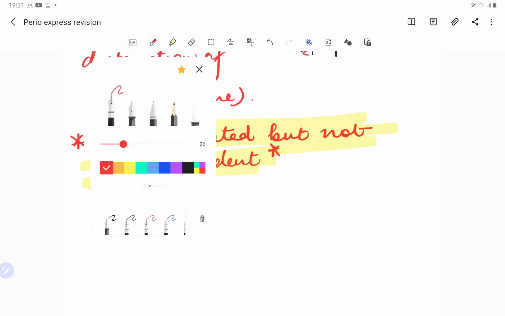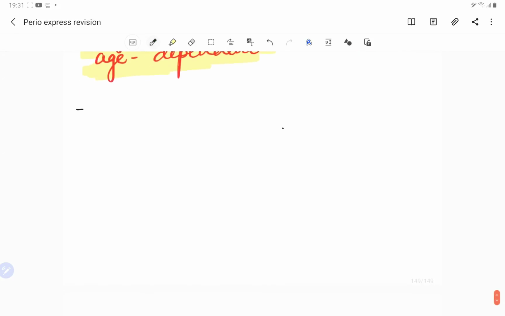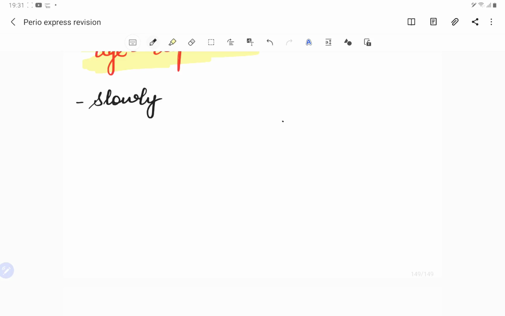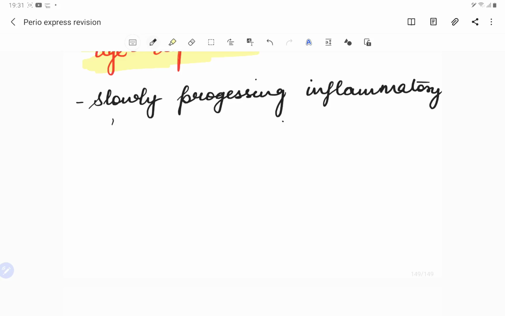So guys, this is a slow progressing inflammatory disease, because we are talking about chronic. When we are talking about chronic, that means the progression of the disease is slow. When we say anything is acute, that means it is sudden onset. So it is a slowly progressing inflammatory disease. And chronic periodontitis is the most common type of periodontitis.